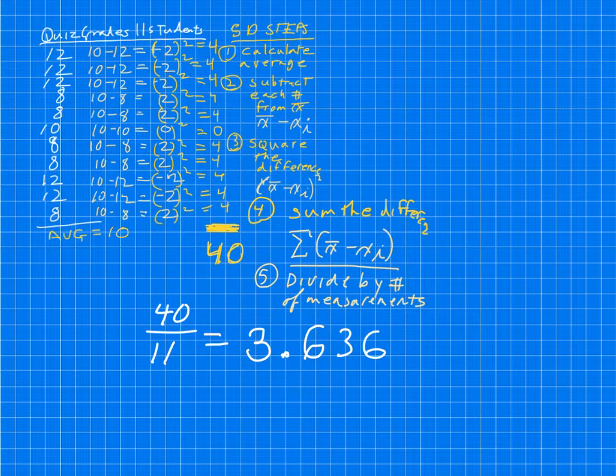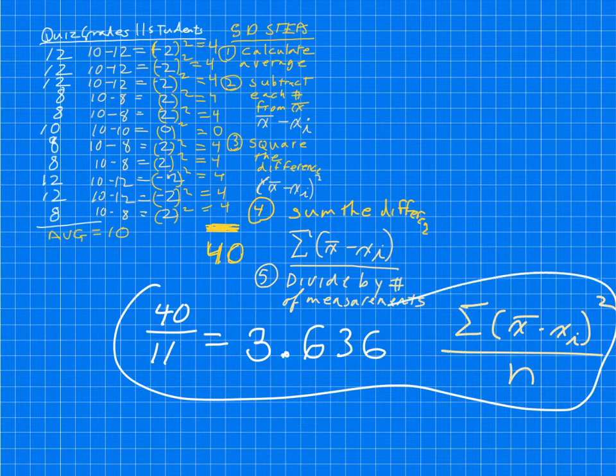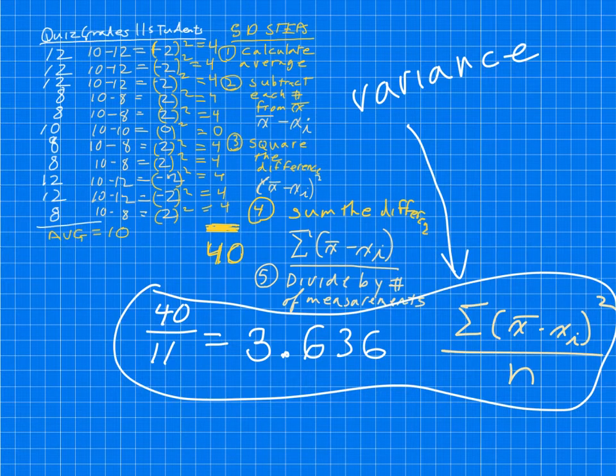This actually has a special term. Well, let me not get too far ahead of myself. What we've done in step 5 is take the sum of the squares of our differences and divide by our number of data points. This quantity, this 3.6, is also a statistical term. It's referred to as the variance of a set of data. So we would say that our quiz grades have a variance of 3.636.